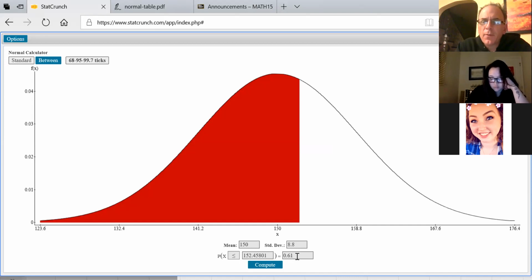Okay, so we move backwards. We just simply put the percentage in, 0.61. Remember, percentile is area to the left, or less than or equal to, not greater than. And then all we simply did is put the percentage in and hit compute, and it gave us a raw value back. Okay?